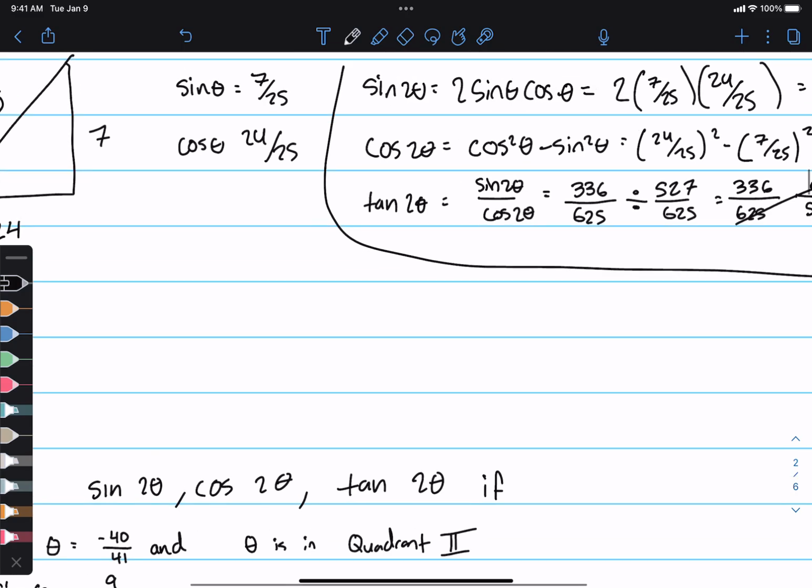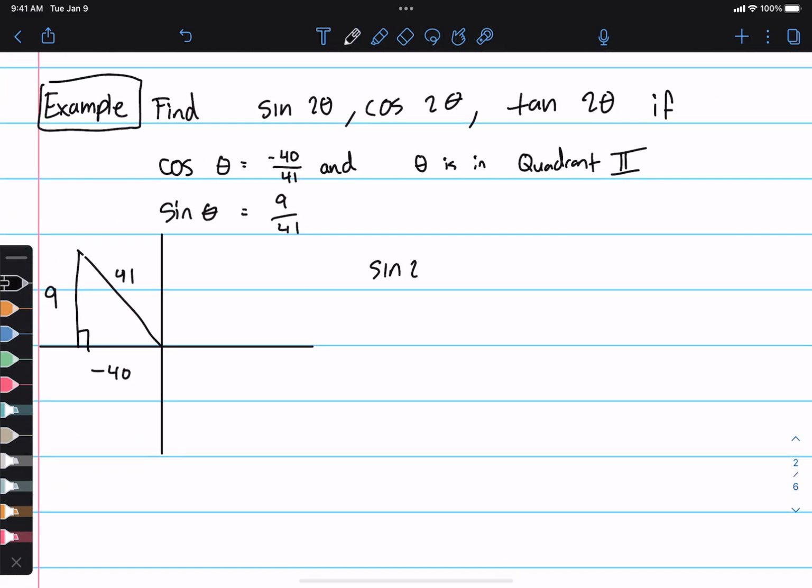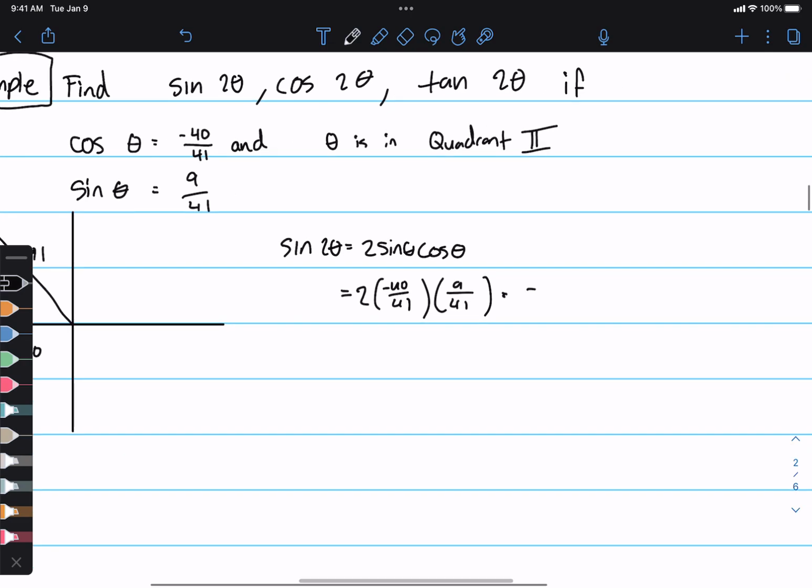Now that I have this, I just do the exact same steps that I had in this problem. And so I'm going to get that the sine of 2 theta is going to be 2 sine theta cosine theta, which is 2 times negative 40 divided by 41 times 9 over 41, which is, putting it into my calculator, because I am not about to do that myself, negative 720 divided by 1,681.